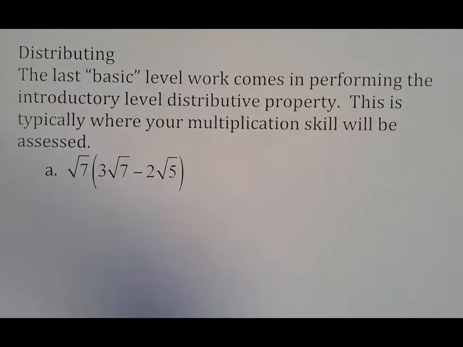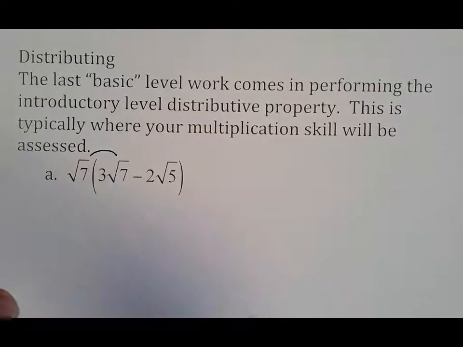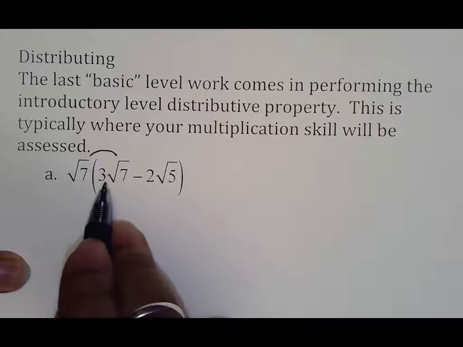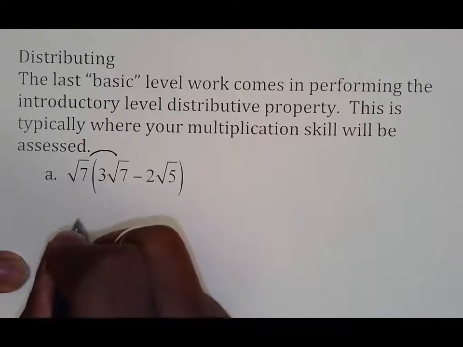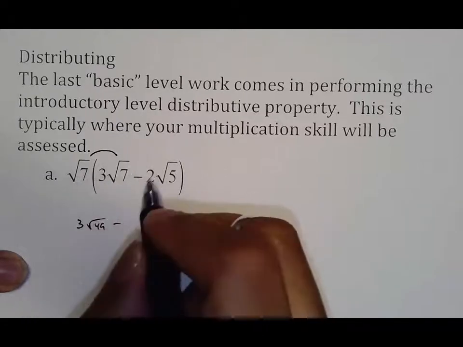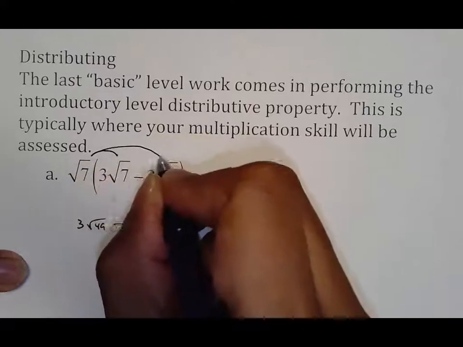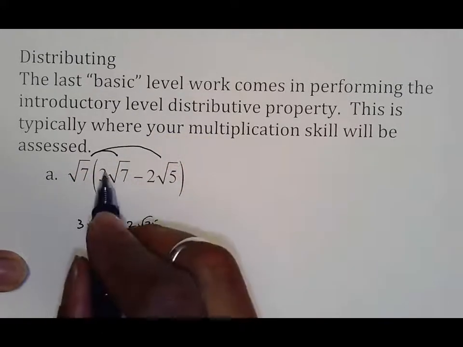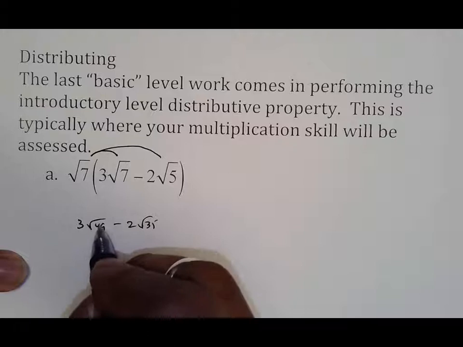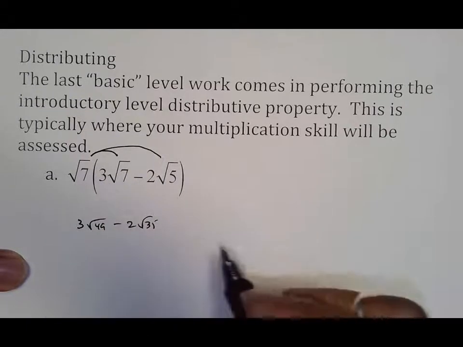The last basic level work comes in performing the distributive property. This is typically where your multiplication skill will be assessed, because where you actually do your multiplication is in problems like this. And you'll have to say this meets that. That will be your outside number is 3, 7 times 7 is 49, minus your outside number is 2, 7 times 5 is 35. Again, taking that 7 to here, 3 is your outside number, 7 times 7, 49. Taking it over here, 2 is your outside number, 7 times 5, 35.